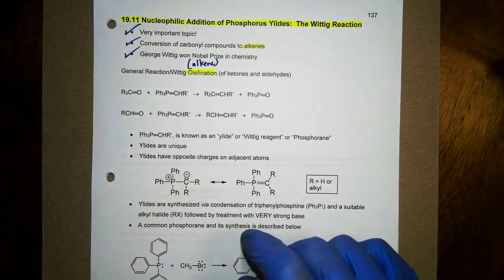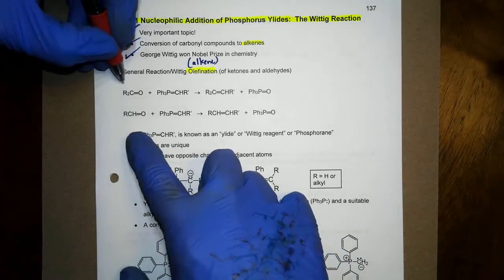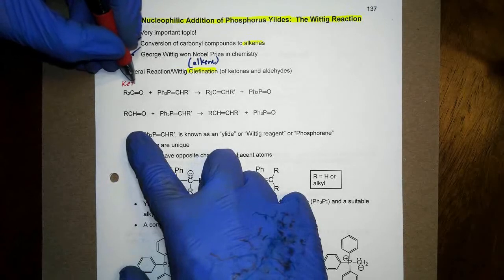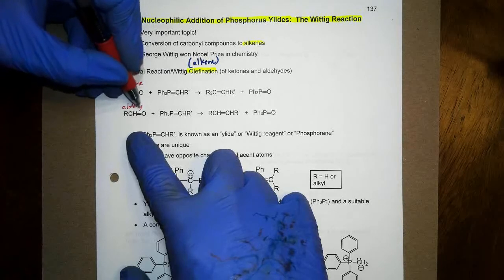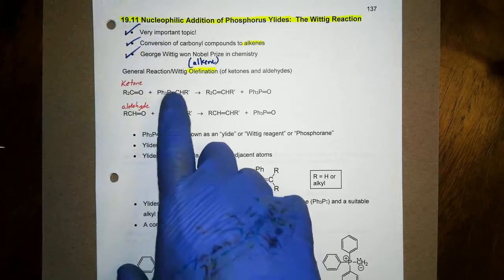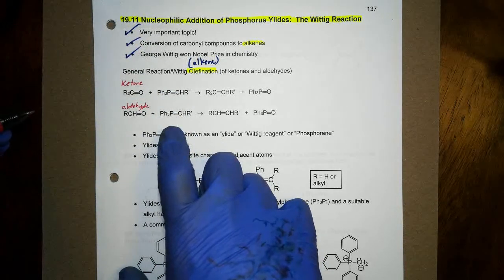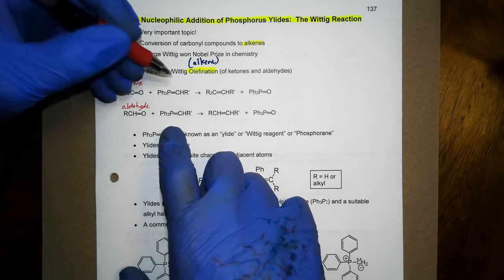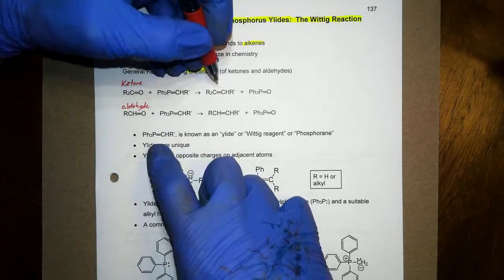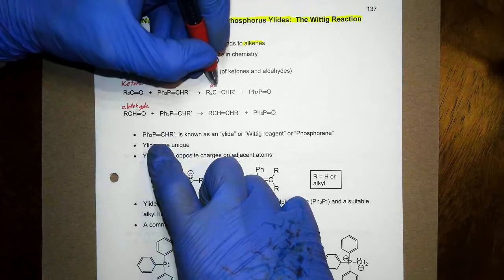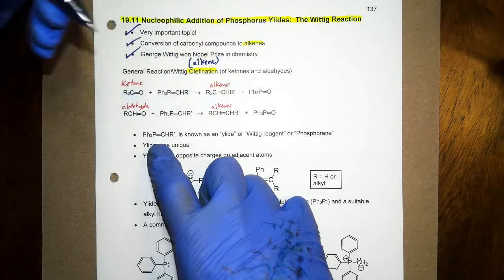So as a general example, here in the middle of the page, this is a ketone. Let me just write above it. And this is an aldehyde. These are called Wittig reagents. Sometimes they're called ylids, and other times they're even called phosphoranes. That's what they are. These are your Wittig reagents. And what are they there for? They're there to produce, in both cases, alkenes. So this is an alkene. This is an alkene. All right.